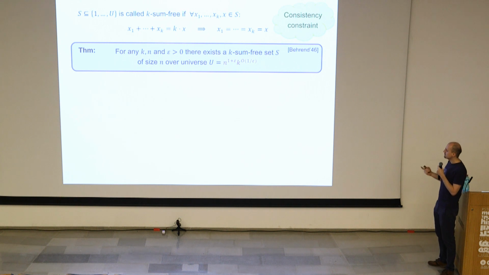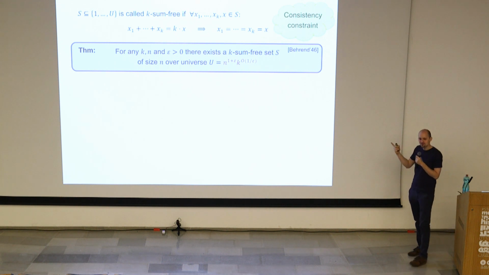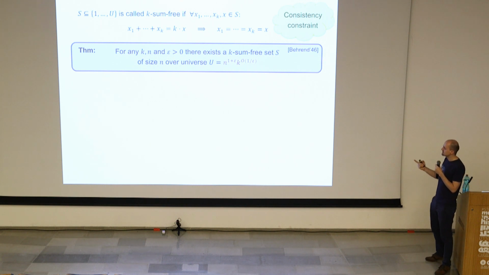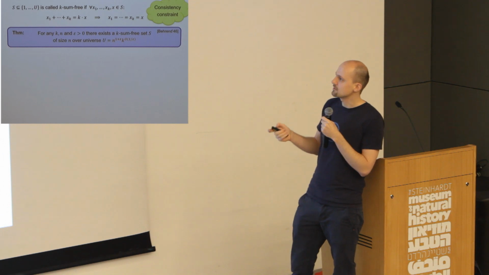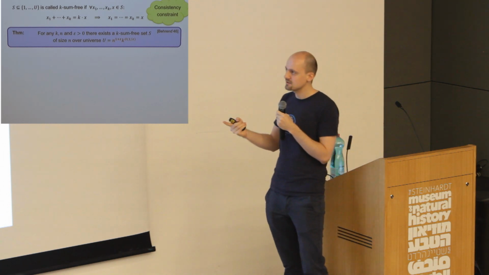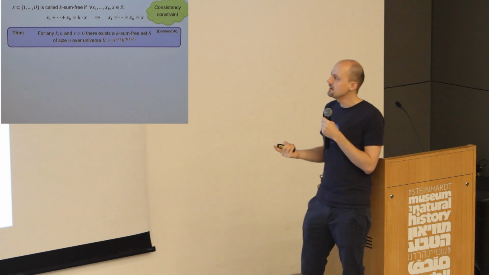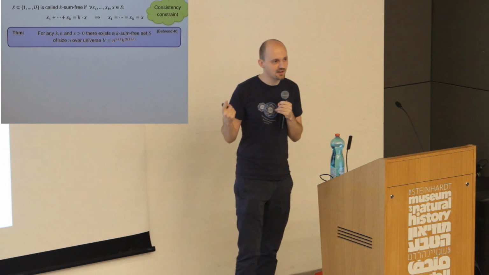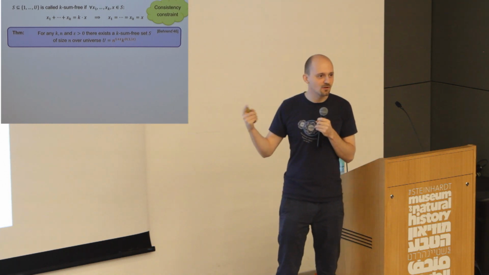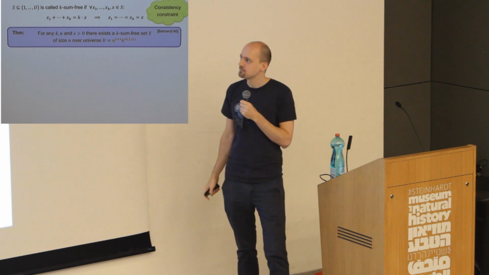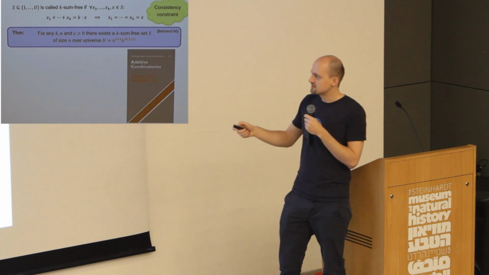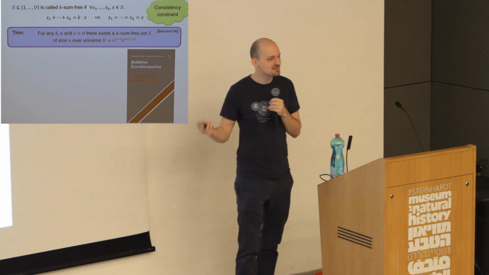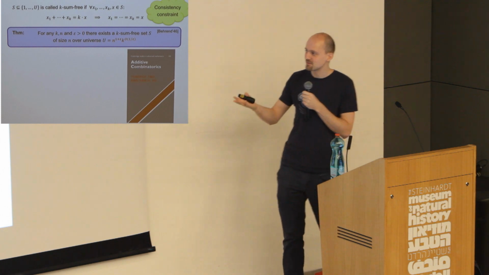And there is a classic construction from 1946 due to Behrend, which constructs very efficient k-sum-free sets. So think of k being a constant and epsilon being a super small constant. Then this says that there exists a sum-free set of size n over a universe almost linear in n, so n to the 1 plus epsilon. And you would find this kind of construction if you would look into such a book. This is the standard book on additive combinatorics by Terry Tao and Van Vu.